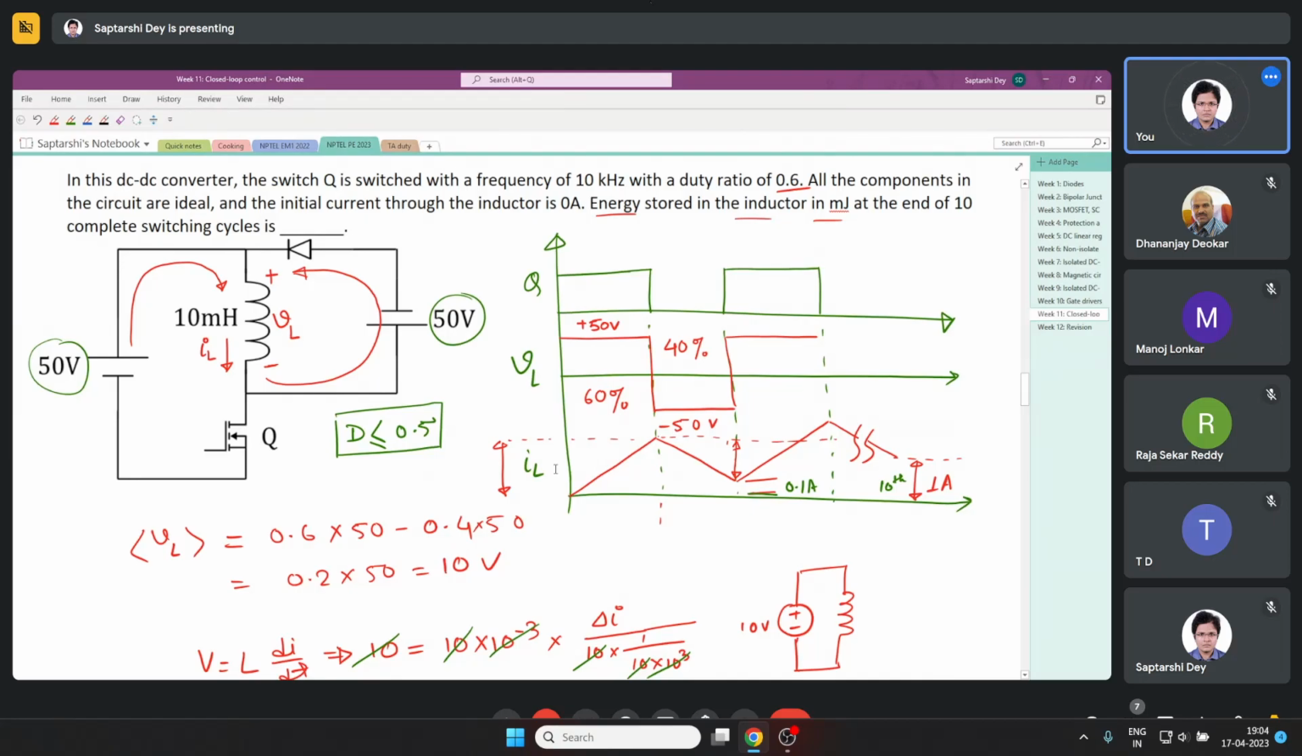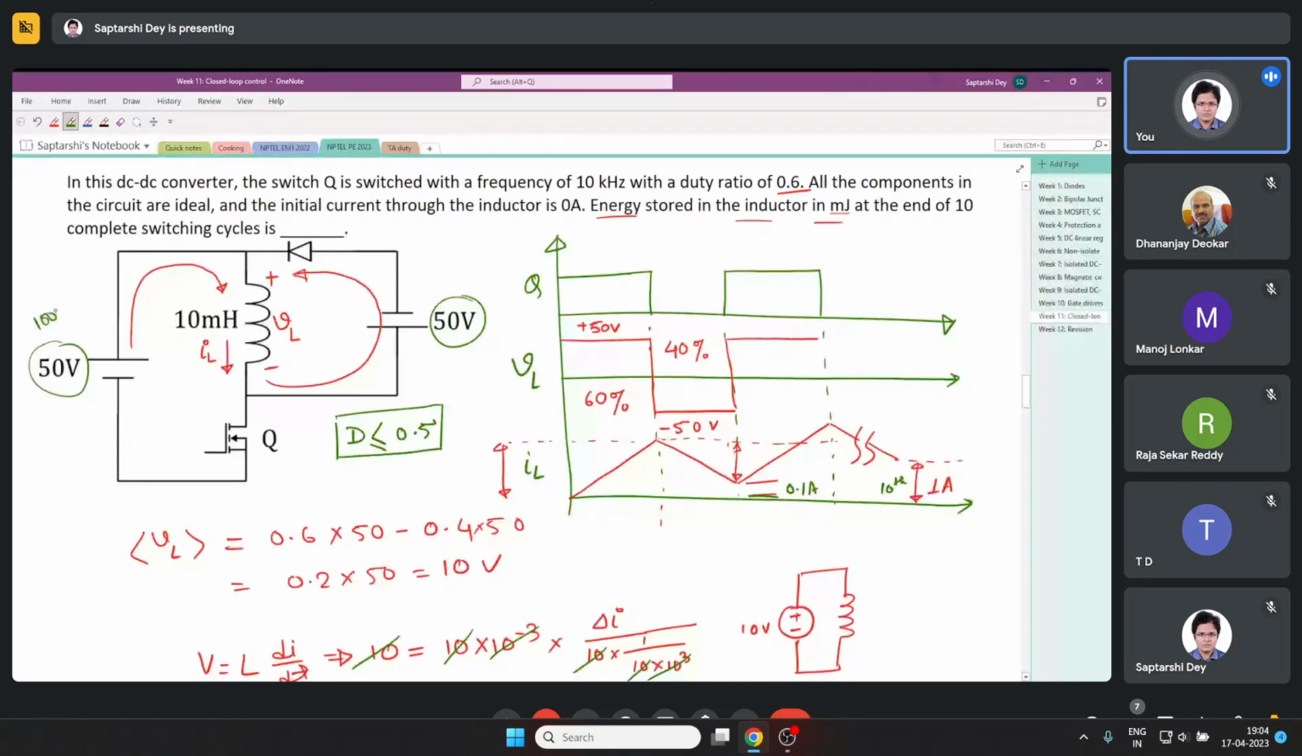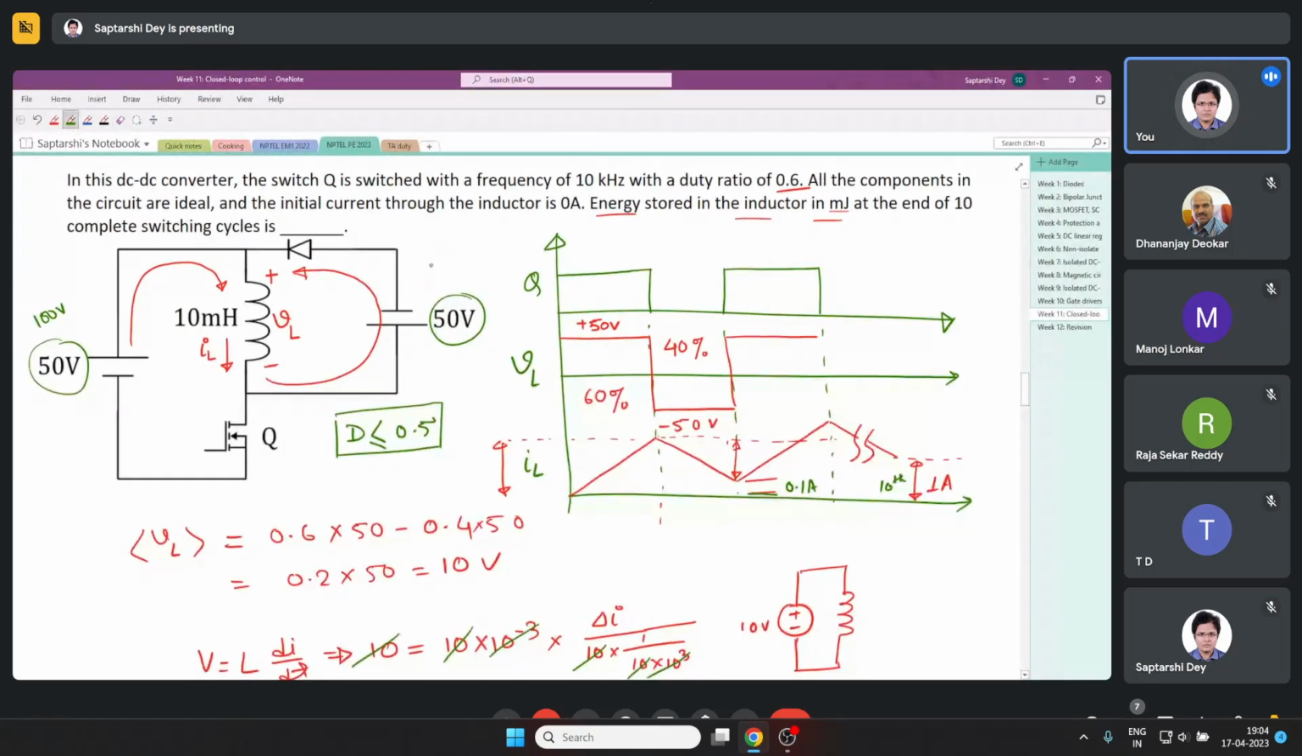Clear? Interesting problem, right? So I can give you this circuit with some other voltage values, maybe say 100 volt here, 200 volt here, and ask you what is the maximum duty ratio that you can safely apply to this circuit.